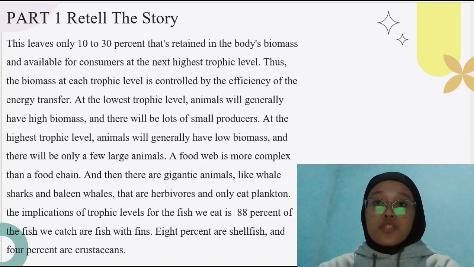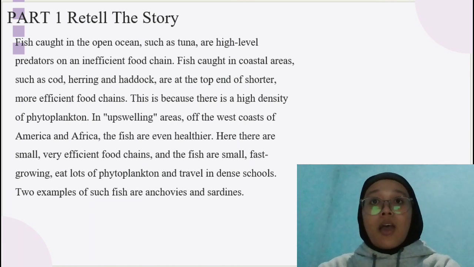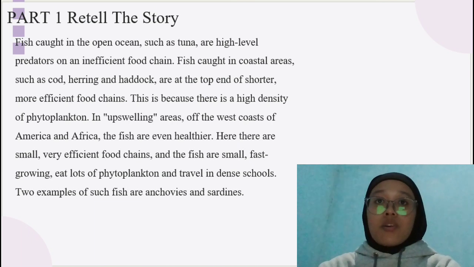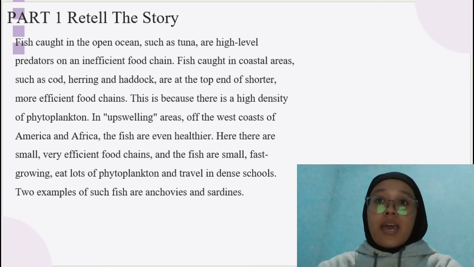The implication of the trophic level for the fish we can eat: 88% of the fish we can catch are fish with fins, 8% are shellfish and 4% are crustaceans. Fish caught in the open ocean, such as tuna, are the high-level predators on an inefficient food chain. Fish caught in the coastal areas, such as cod, herring, and haddock, are the top end of the shorter, more efficient food chains. This is because there is a high density of phytoplankton.